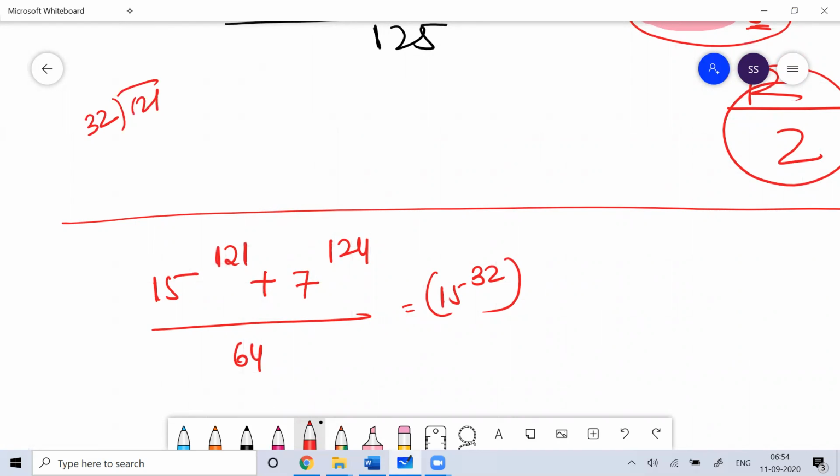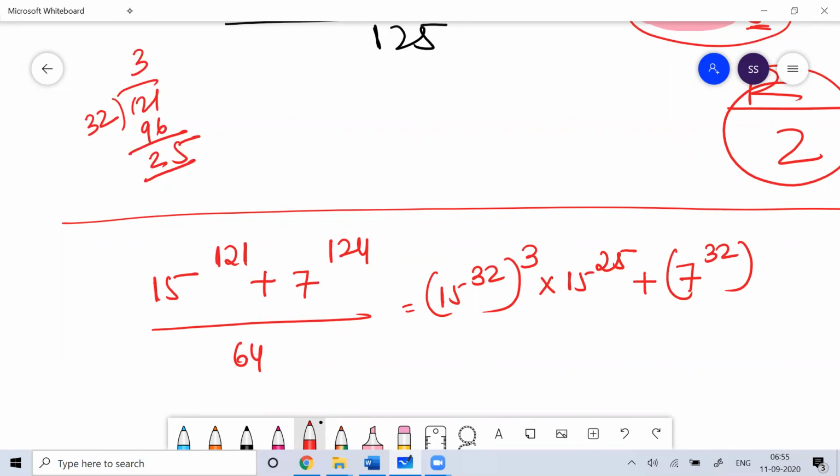32 2s are 64, 32 3s are 96, 32 4s are 128. So 121 gives 3 with remainder 25, so here this is 15 to the power 3 into 15 to the power 25, plus 7 to the power 32 into 7 to the power 128.